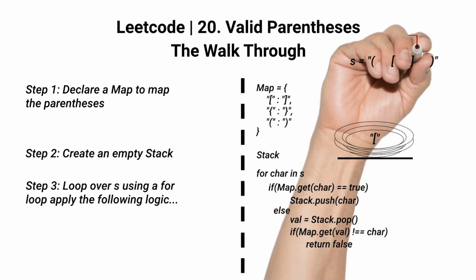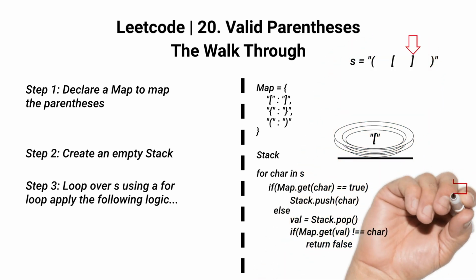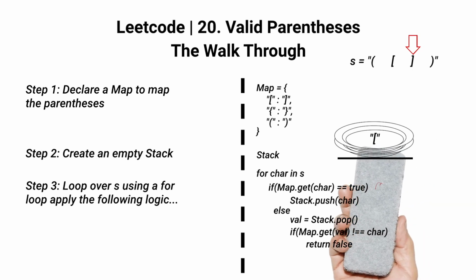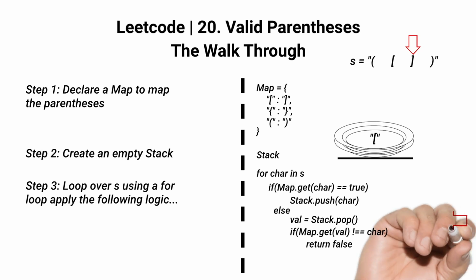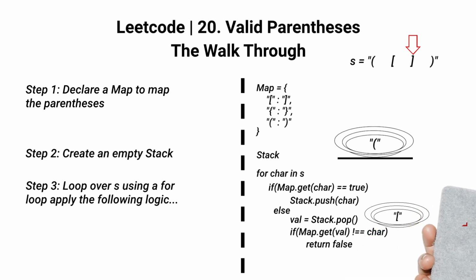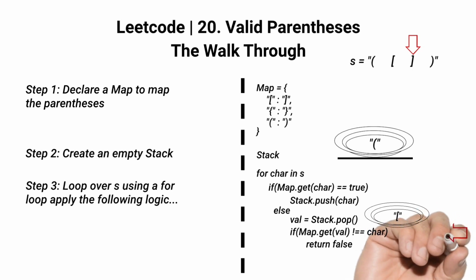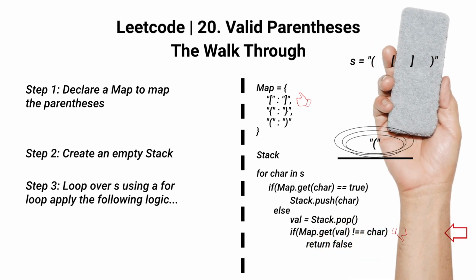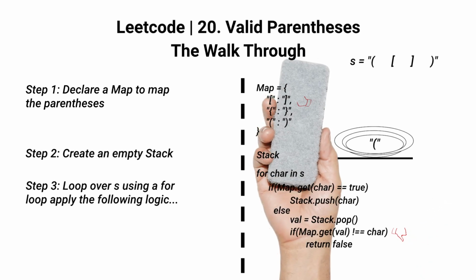We check if that is a key in the map, which no it's not. So we then want to stack pop and store the value. And then we want to check if that value does not equal the corresponding character. Well, it does, so this is not true and we can ignore the return false. We then update the pointer and go to the next character in the string.